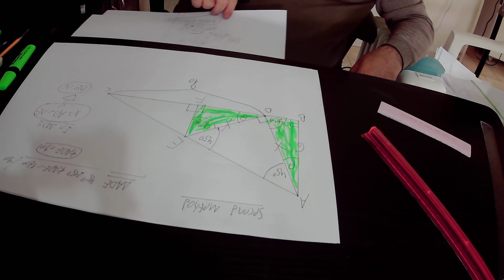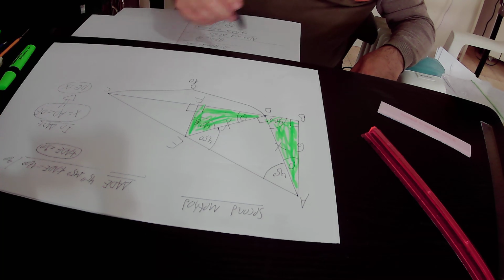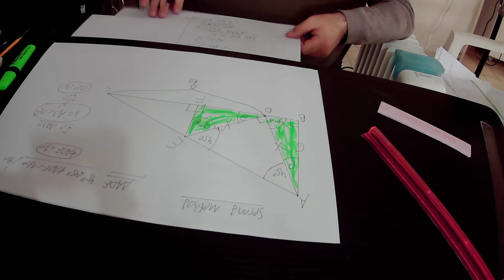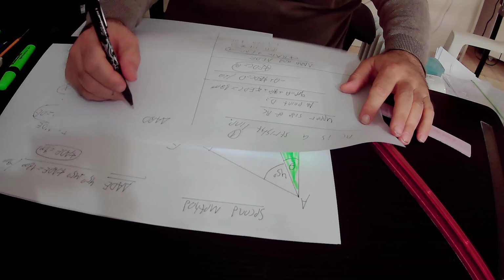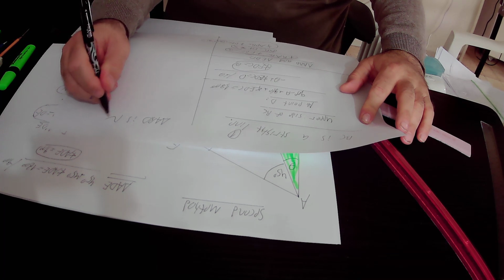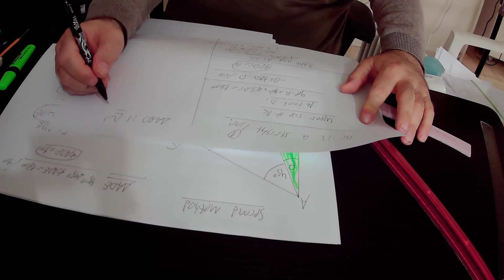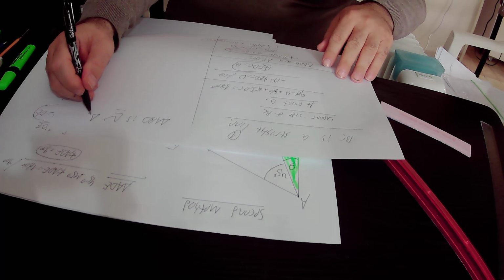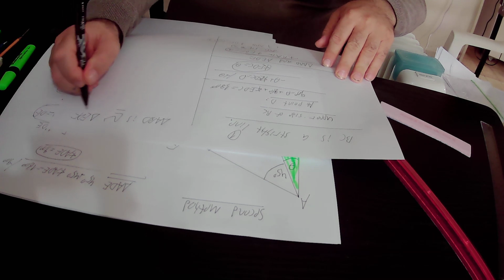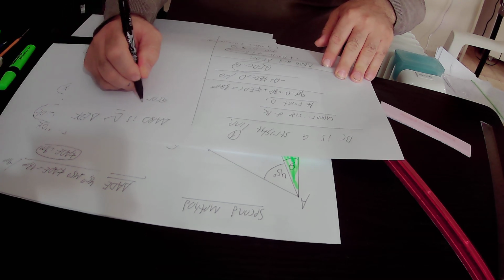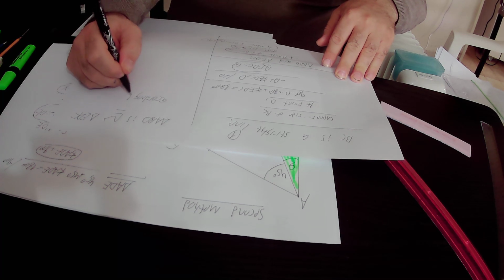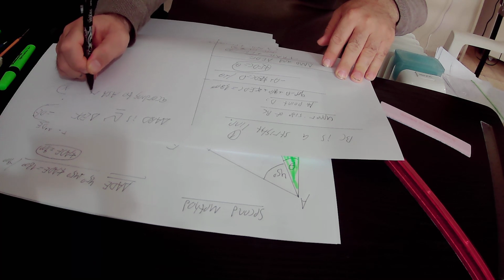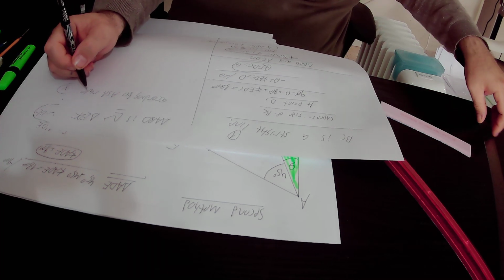Therefore, we proved that the green triangle, triangle ABD, is congruent. This is the sign of congruent. To the right green triangle, triangle EDF, according to angle side angle rule. Okay.